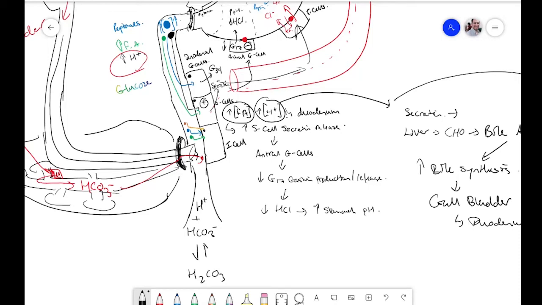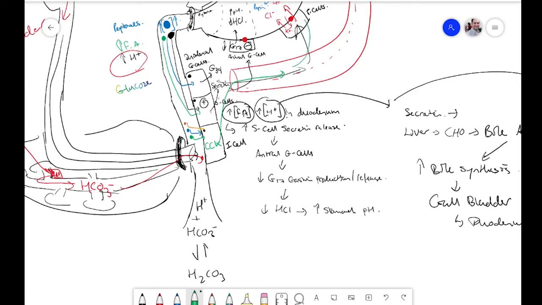Right, so what happens? Well, bearing in mind the major response here with the I cells is fatty acids. Okay, so just keep this in mind. As a matter of fact, I'm going to do everything in green for this. And these fatty acids cause the I cell to release CCK, cholecystokinin. Now, cholecystokinin is going to enter the bloodstream. It's going to do a couple of things.